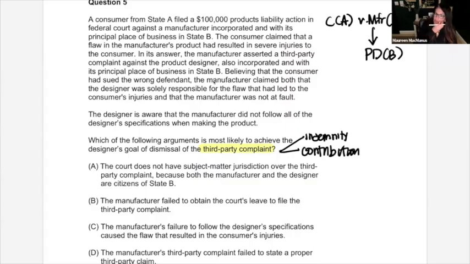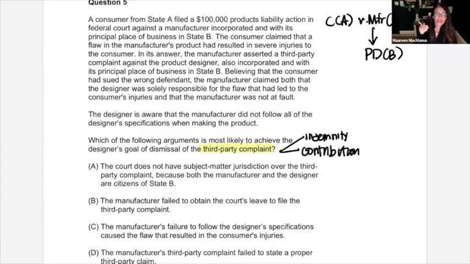So let's go through these answers. This is how, by going through the facts and knowing why they put them there and what's going on, you can really hone in on the issue. Also starting with the call of the question, identifying what the issue is. This is how you get to the scenario where you're not stuck between two.